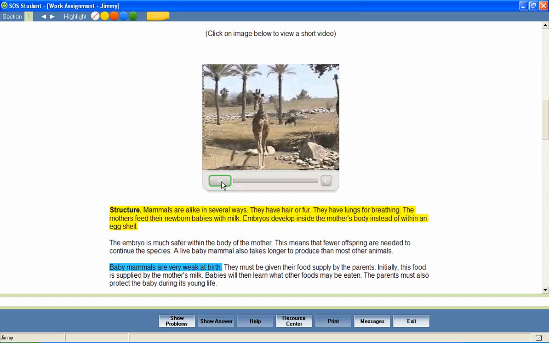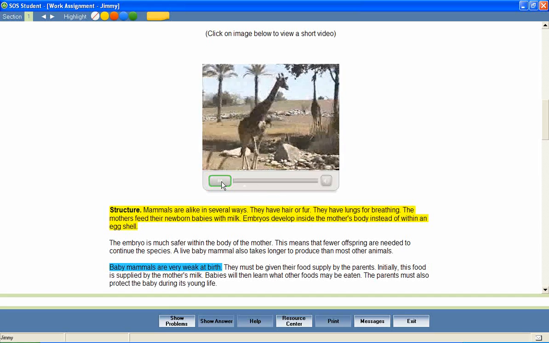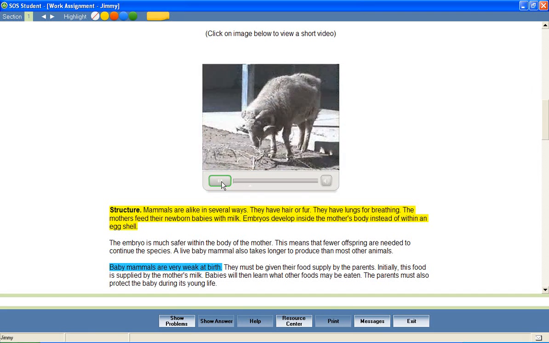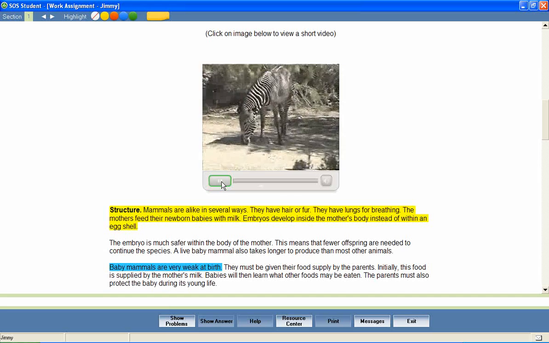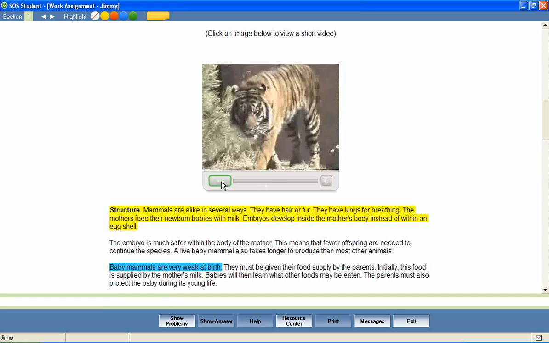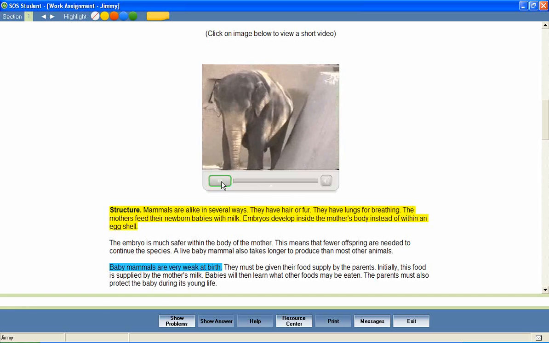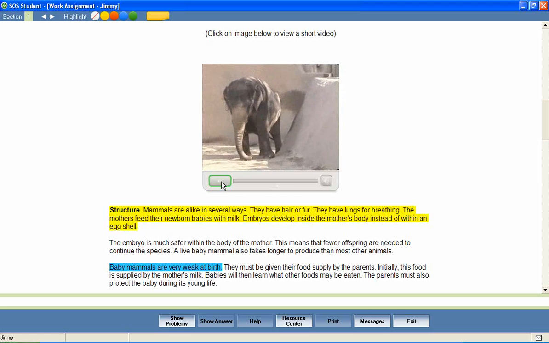Mammals come in varying shapes, sizes, and colors. Some mammals are very familiar to us, like sheep. Other mammals we don't usually see on a daily basis. While mammals certainly look different, they all have certain common characteristics.